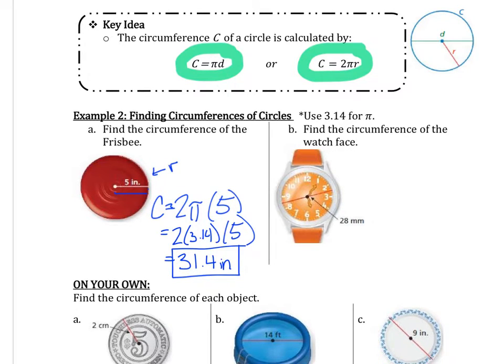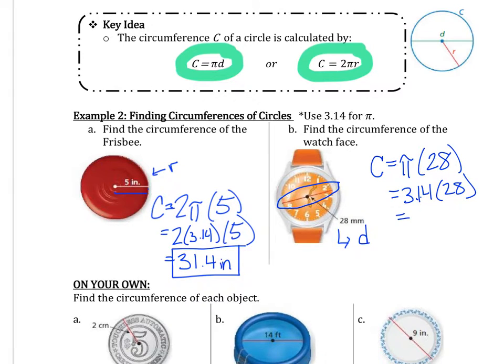Okay, so if I look at this next one with the watch face, I can see this red line going across the watch itself. So I know that this 28 millimeters is really my diameter. So to find the circumference, I'm going to look at that first formula now. That circumference is equal to pi times my diameter, which in this case is 28, and still use 3.14. Again, it'll just save you some decimal places to deal with later. So my 3.14 times 28 is going to leave me with 87.92 millimeters. So when asked to find the circumference, just be careful about what value is actually given to you, whether it's the diameter or the radius.